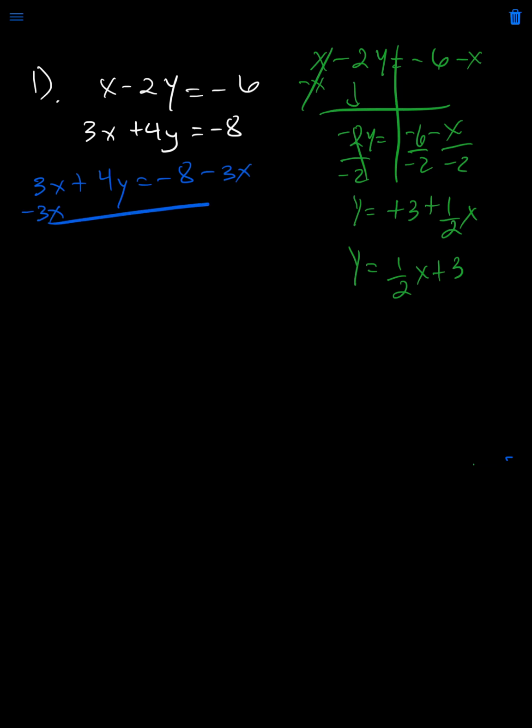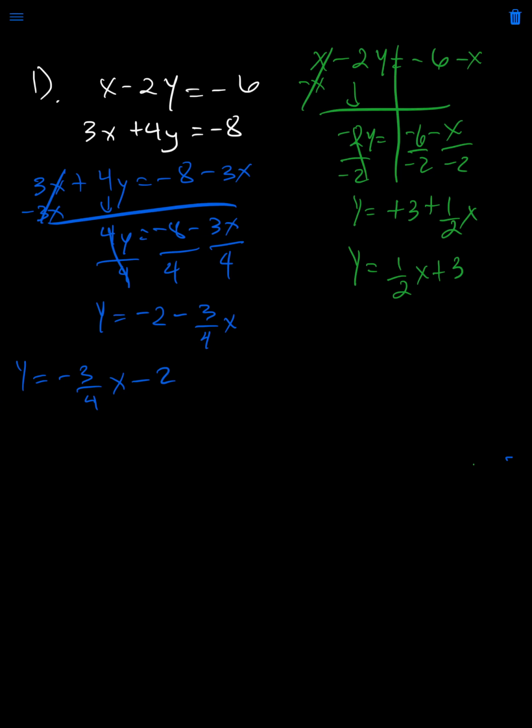I'm going to do the other one. That's 3x plus 4y equals negative 8. Subtract 3x on both sides. So that leaves me with 4y is equal to negative 8 minus 3x. I'm going to divide both sides by 4. So it leaves me with y equals negative 2 minus 3/4 x. I can rewrite that as y equals negative 3/4 x minus 2.